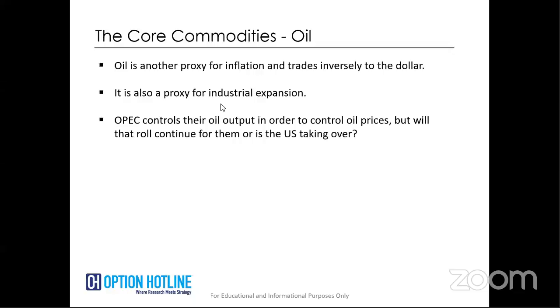And that creates this knowledge that oil is being used. What is oil used for? A lot of things. It's not just the gasoline that you put in your car. It's also used for heating homes, plastics, asphalt. Generally speaking, oil has a ton of uses globally for industrial purposes. And that's why it's a big proxy for industrial expansion. When we see oil firm, it means that there's demand.